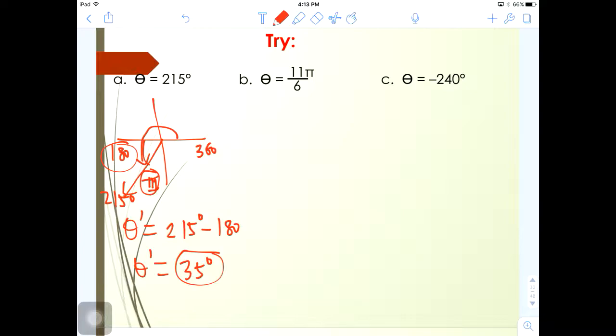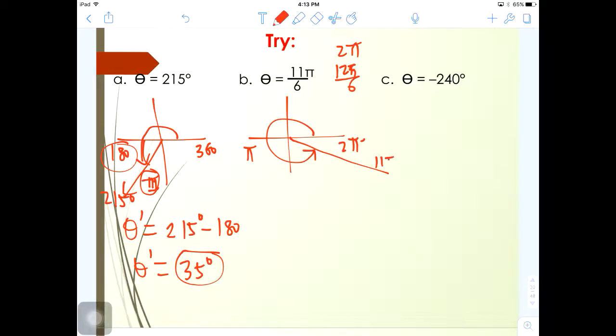Next, 11 pi over 6. Well, if you actually know your fractions correctly, you should know that 11 pi over 6 is almost 12 pi over 6, and that's almost 2 pi. 2 pi is like right here. And here's pi. So 11 pi over 6 is like all the way from here to here, like a Pac-Man. So it is 11 pi over 6, which is in fourth quadrant.